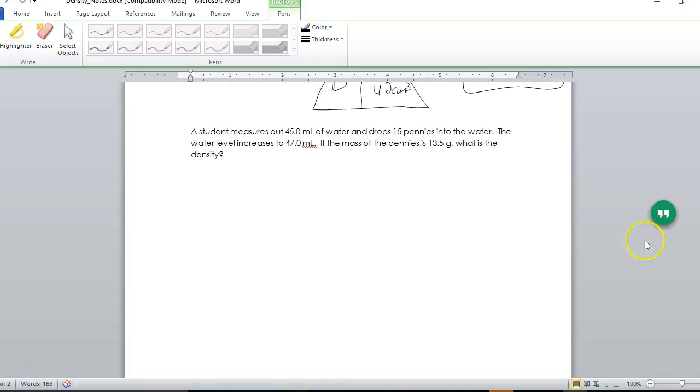Okay, last one. A student measures out 45 milliliters of water, drops in 15 pennies into the water, and the water level increases to 47 milliliters. The mass of the pennies is 13.5 grams. What is the density of these 15 pennies? Now, they gave us two volumes here. We don't need to know really the 15 penny part. We're not going to be plugging that in. That's our object.